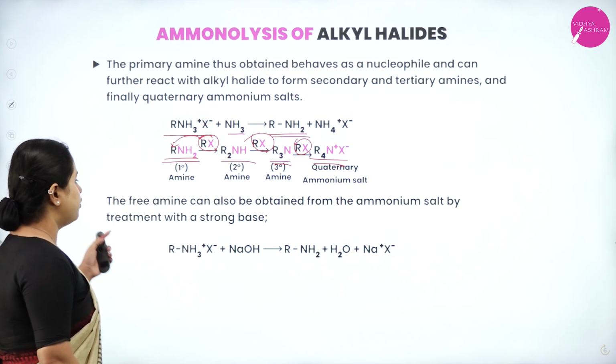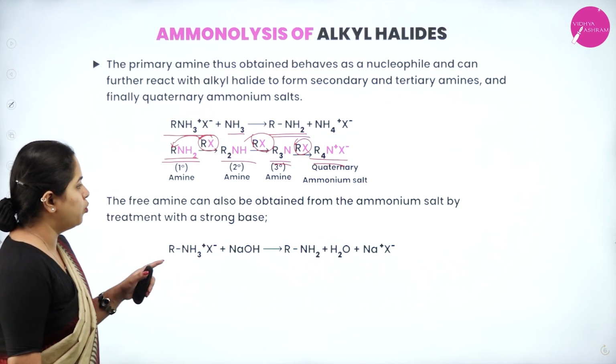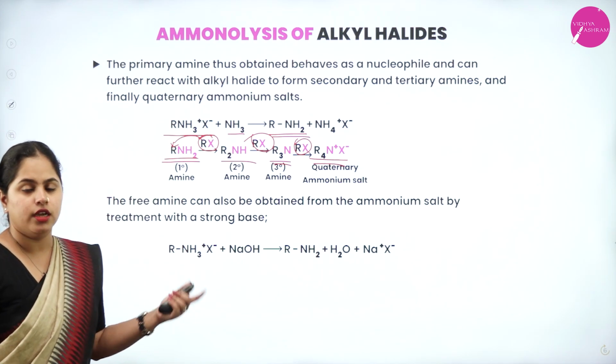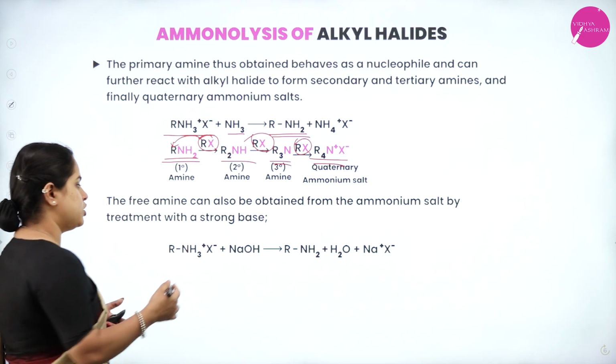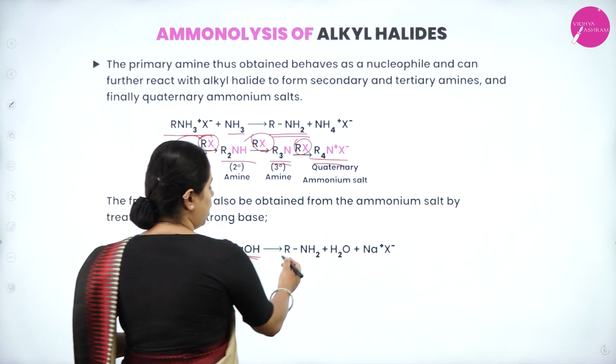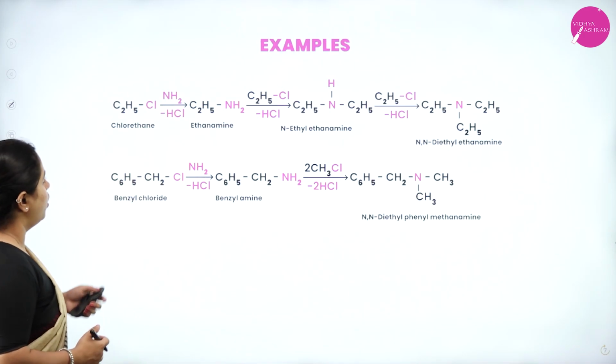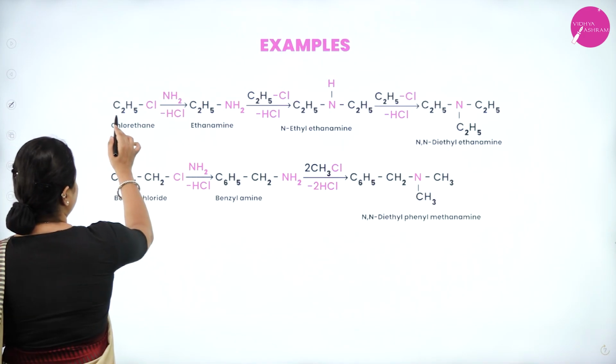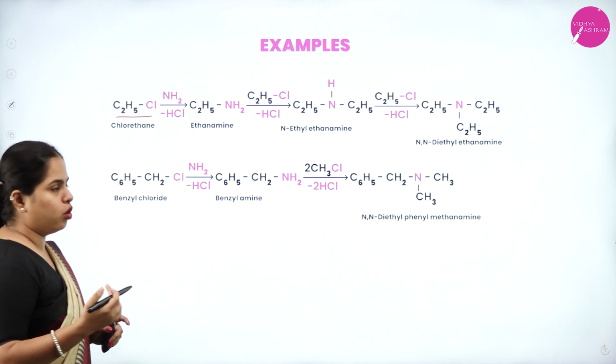that is ammonolysis. The free amine can also be obtained from the ammonium salt by treatment with a strong base. So instead of adding ammonia, sodium hydroxide, which is a strong base, can also be added to the salt so that you will get the primary amine. Clear? Now, let's take an example of C2H5Cl, that is ethyl chloride or chloroethane.